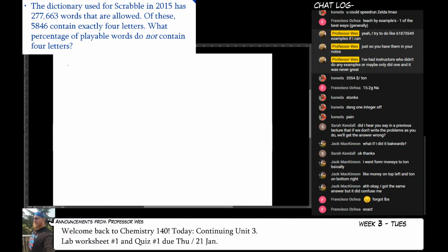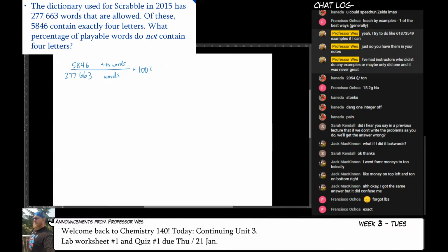So there are 5,846 four-letter words of a total of 277,663 words that are allowed. So if I wanted to find the percentage of four-letter words, I would do this math. Now, I actually want the percentage of words that are not four letters, but we can still use this information as shown.